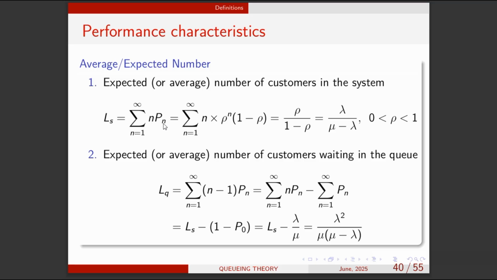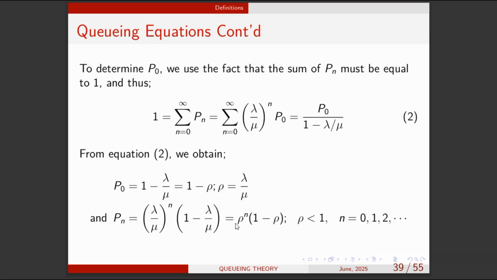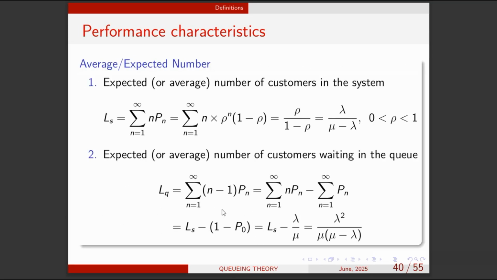We know what pn is from our previous video. pn is rho to the power n times 1 minus rho. So we substitute this into this equation, and it's like a Taylor series function. You can look at the identity for this, and looking at it clearly, you see that it will give us rho over 1 minus rho. We know rho is lambda over mu. So substitute that, and you get lambda over mu minus lambda as our final answer for the average number of customers or elements in the system.